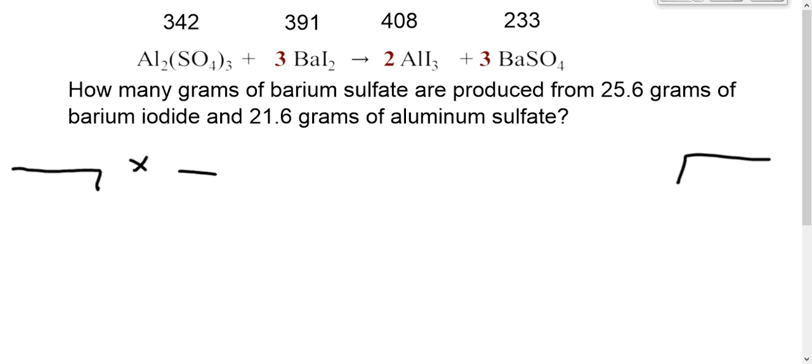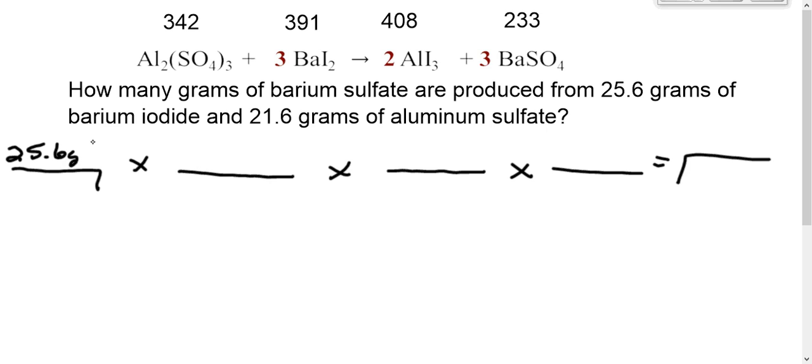So I'm getting this all ready here again. I want to prove that my guess for the limiter is correct. So what I'm going to do is take my limiter. I've got 25.6 grams of barium iodide, BaI2. How many grams of aluminum sulfate are required to react with that many grams?